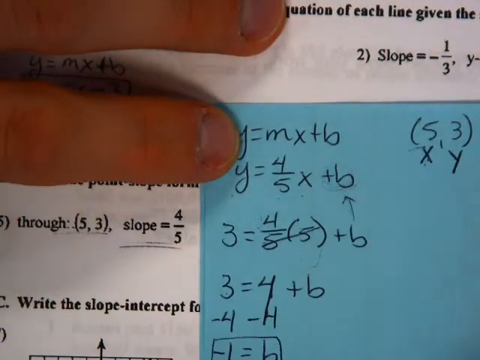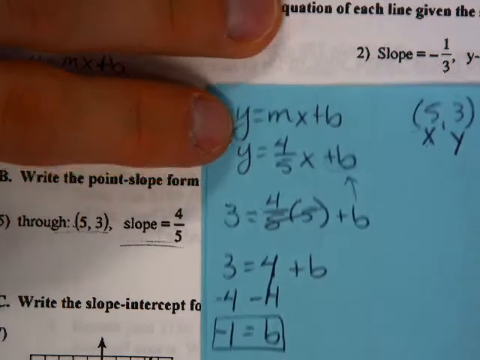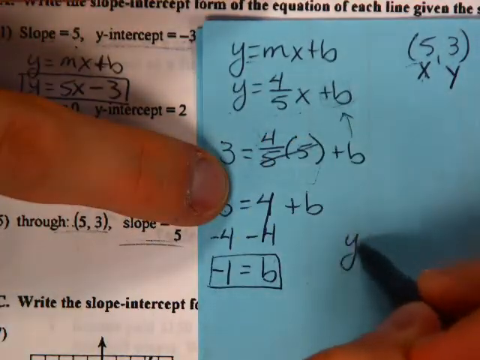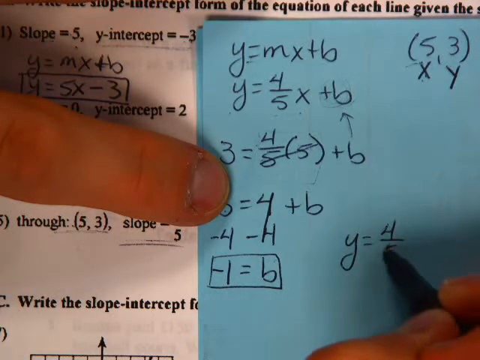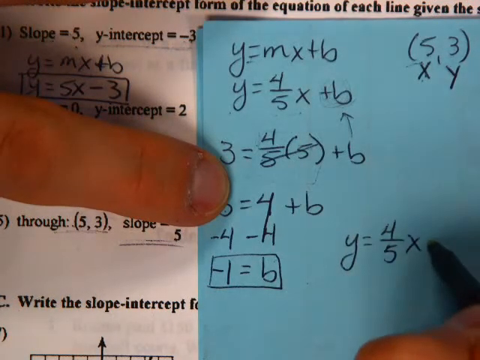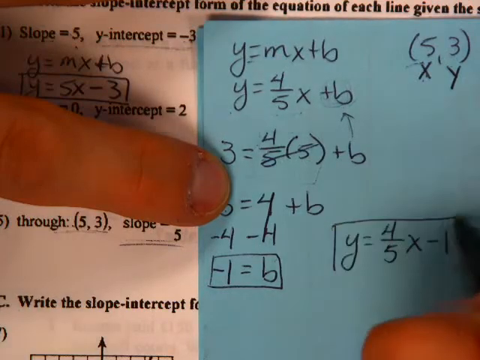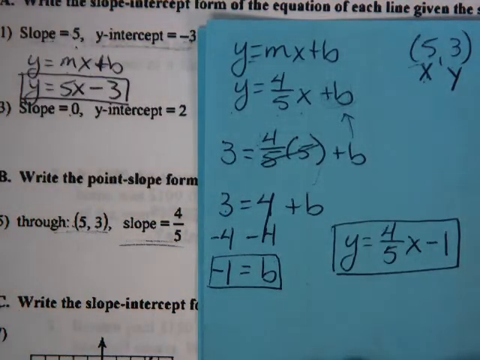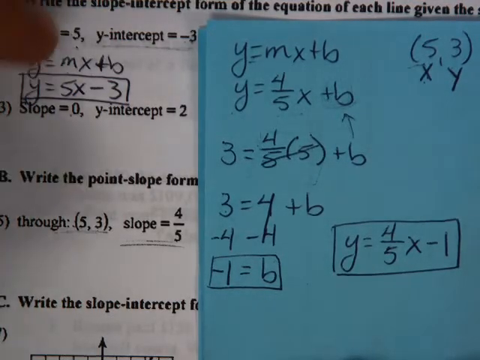But we are not done. Remember, the goal of this whole problem was to figure out y equals mx plus b. So I still know the slope is 4/5. But now I know that my y-intercept is -1. So I have figured out the equation. That would be the answer to number 5.